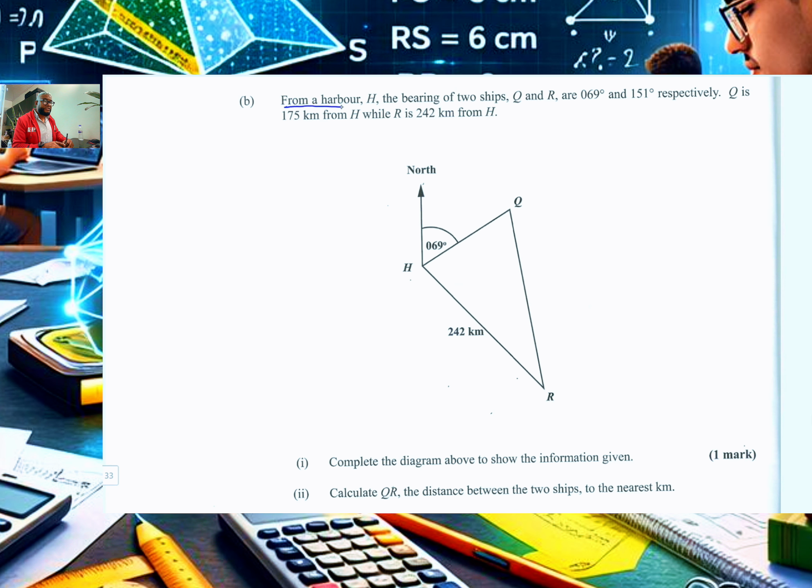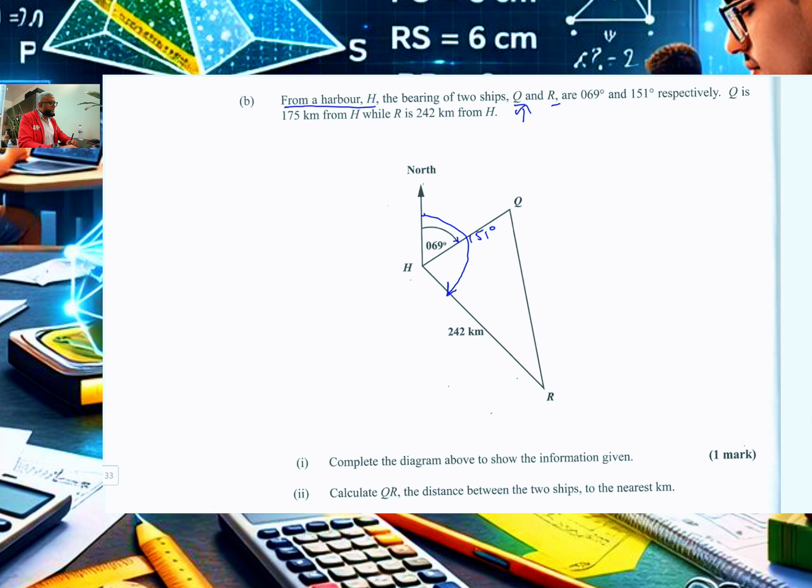So from a harbor H, you're coming from H and you're heading to these two places, right? The bearing of two ships, they leave harbor H. And now trying to analyze the question. So from a harbor H, the bearing of two ships Q and R are 69 and 151 respectively, right? Meaning that for this one, the bearing that goes from the north line to the line that goes from H to Q would be 69. And then the other one, you start at the north line, you go in a clockwise direction, and you go to the line that goes from H to R. That bearing would be 151 degrees, right?